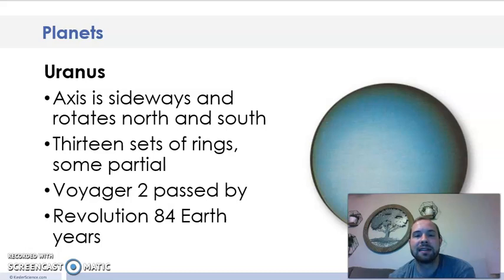Uranus. Its axis is sideways and it rotates north and south. It has 13 sets of rings. All right, Voyager 2 passed by it, and it takes 84 years for it to revolve around the sun.